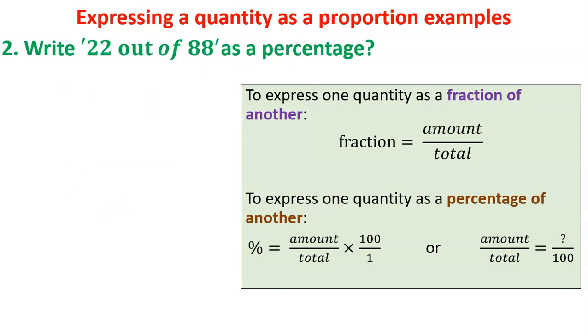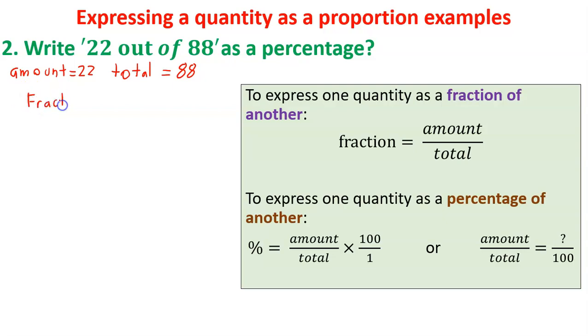Our next question, write 22 out of 88 as a percentage. Again, the wording's slightly different, but we're understanding that we need to create a percentage. Again, I need to identify what is my amount and what is my total. So in this particular question, we can say that our amount is 22 and the total is 88. Once we've identified those, we can then create our fraction.